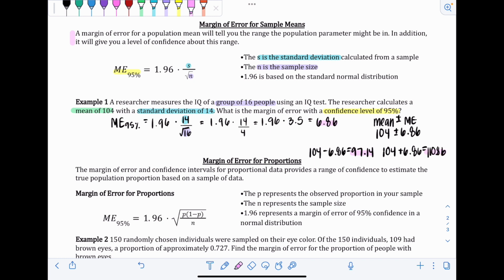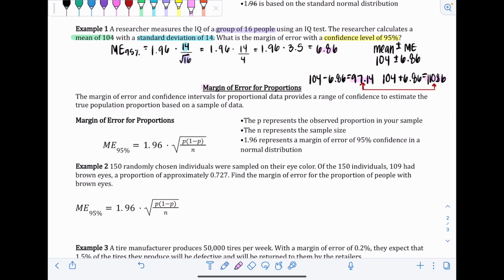And then since our confidence level was 95%, that means that we're 95% sure that the population's mean will be somewhere between 97.14 and 110.86. Okay, so sorry, it's kind of a lot. I will link the workbook with these videos so you can see the full written out version as a guide as well.